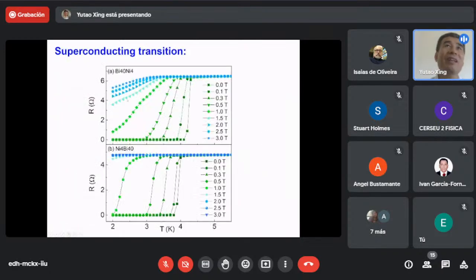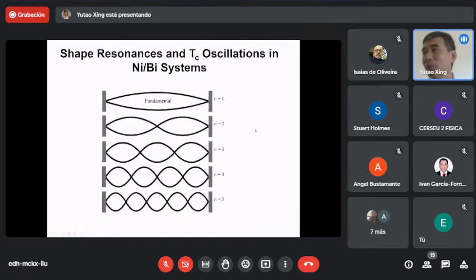And of course, we studied the superconducting transition of two samples. They show different behavior only because of the different morphology. And the last example is the shape resonance and the TC oscillations in nickel bismuth systems. So the idea is very easy.